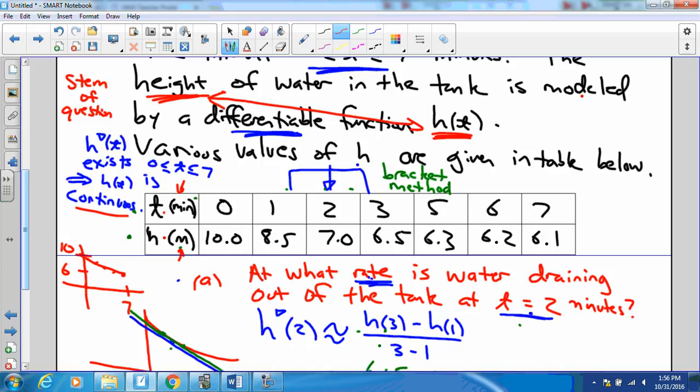We had a couple of interesting answers in class. How did the water stop draining out? The drain is on the bottom. Yeah, the drain on the very bottom. Where does it look like the drain might be? On the side, like at about 6 meters. That's exactly right.